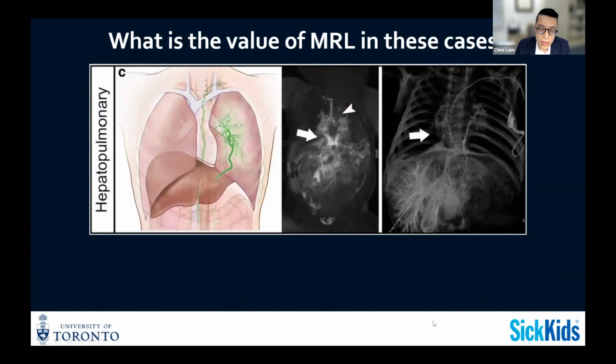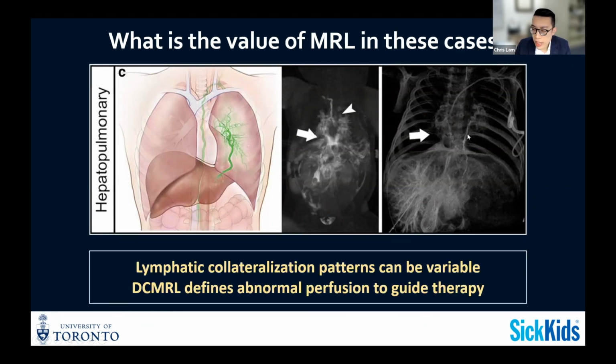Also, it's not always as straightforward as I've shown you. In Fontan, it typically does adhere to the pattern you would expect, but especially in other congenital lymphatic abnormalities, you can have really weird lymphatic collateralization or drainage patterns. For example, in this case, in the literature, there is no lymphatic duct, but the cause of this lymphatic retrograde perfusion is from the hepatics. So if this patient has pulmonary lymphangiectasia or lymphatic problems causing respiratory symptoms, then it wouldn't be the same pattern. We would have to cannulate these hepatic lymphatics. So lymphatic collateralization patterns can be variable. And again, the DCMRL defines abnormal perfusion to help guide therapy.